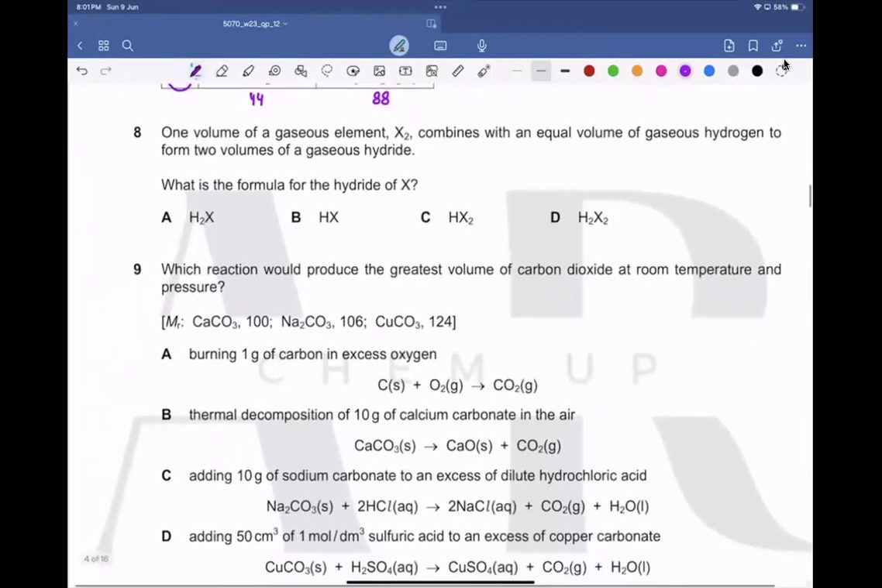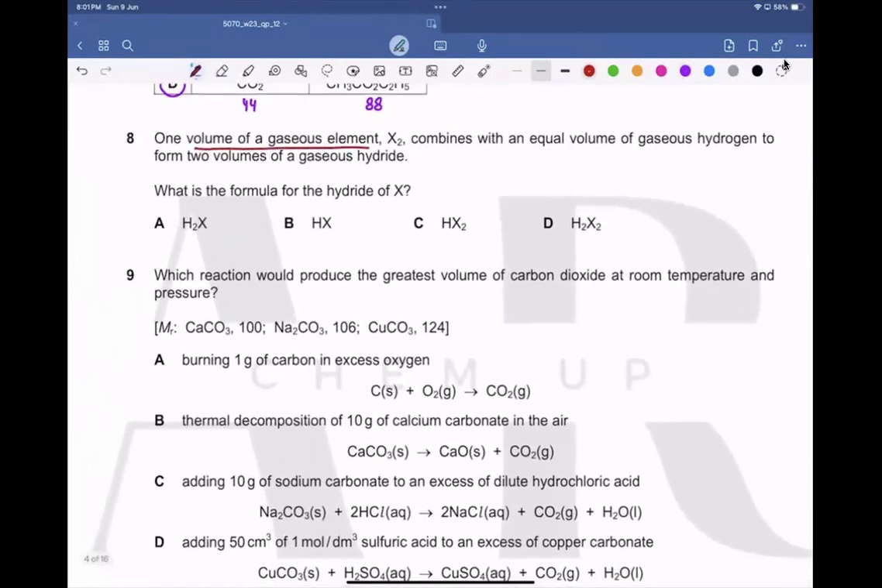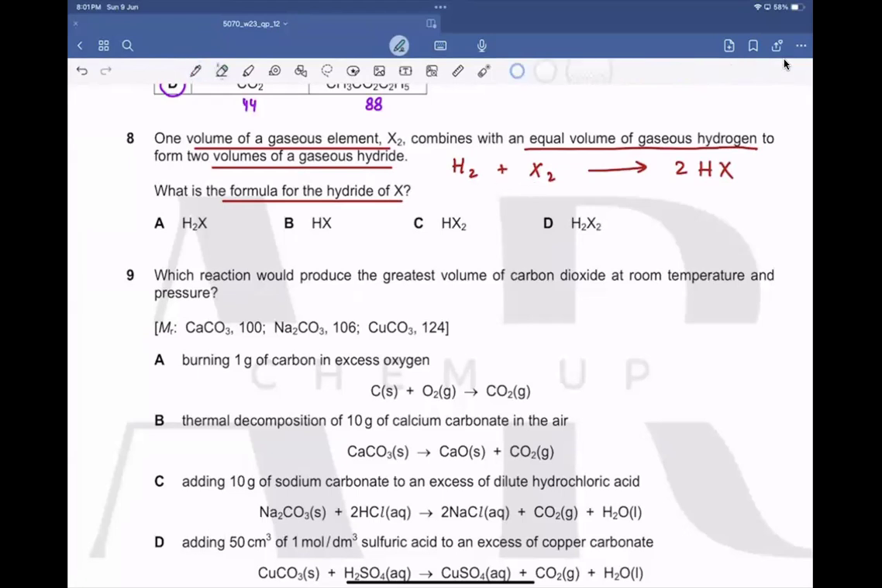Okay. Now, question number 8. One volume of gaseous element X2 combines with an equal volume of gaseous hydrogen to form 2 volumes of gaseous hydride. What is the formula of the hydride X? So see, they are saying that 1 mole of hydrogen and 1 mole of X2 are combined to form 2 moles of this. So the formula would be HX only, because there are 2 atoms in hydrogen and 2 atoms in X2, and they are saying two volumes, which means double the volume. So one hydrogen is going to bond with one X. So A, C, and D go wrong, and B is the correct answer.